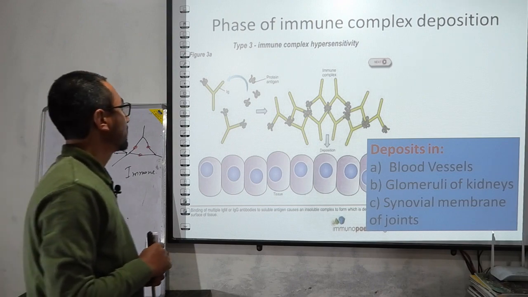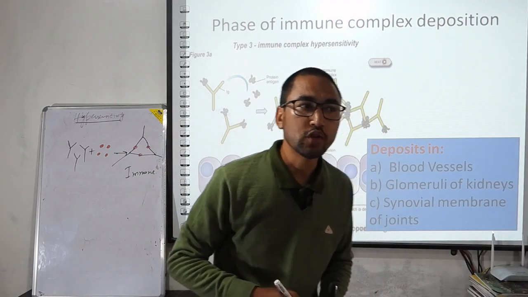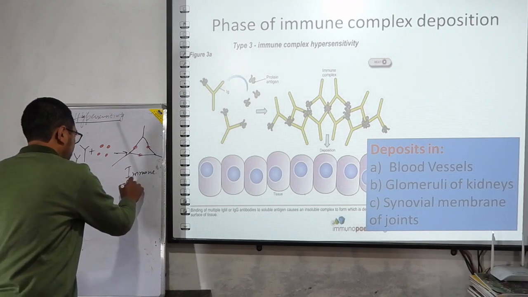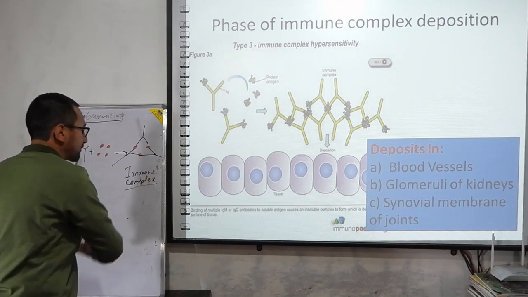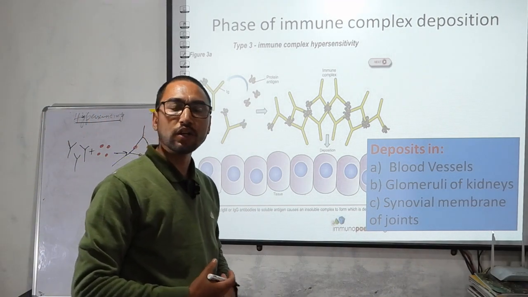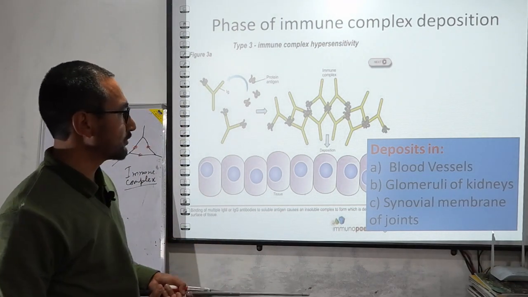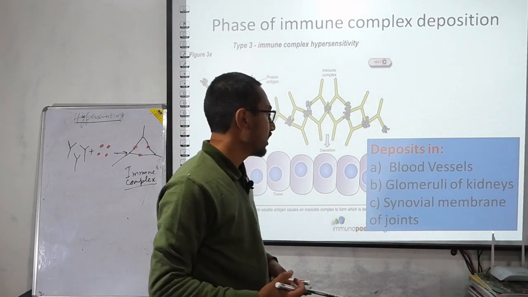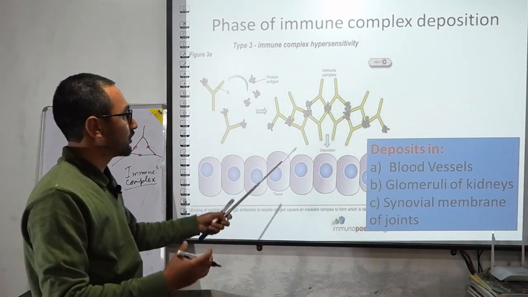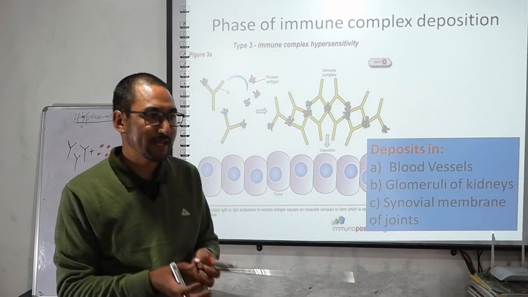The second phase of hypersensitive type 3 is immune complex deposition. I have already said that these immune complexes are unable to be cleared from the system by our phagocytic cells. When they are not cleared, they roam around and find a space somewhere in our blood vessels, or the glomerulus of the kidneys, or the synovial membrane of joints. They move around and try to find spaces where there is huge amount of pressure, because of the lack of space.